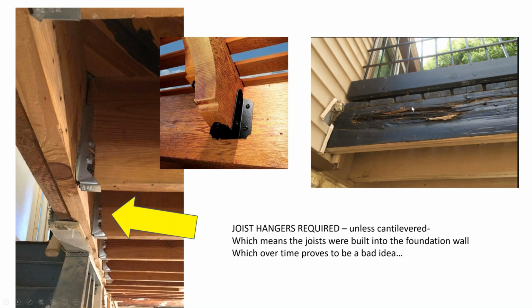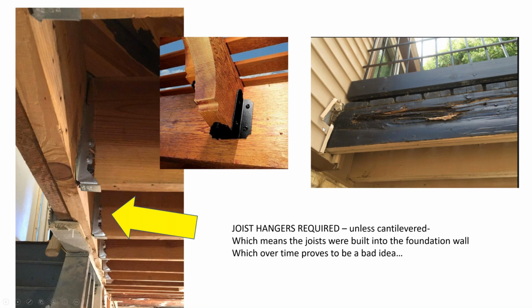This is something called a cantilever, where they actually put the joist into the body of the house and sat it on the foundation wall. It got so wet that it rotted. Now to replace this, you're going to have to cut it out back into the body of the house.